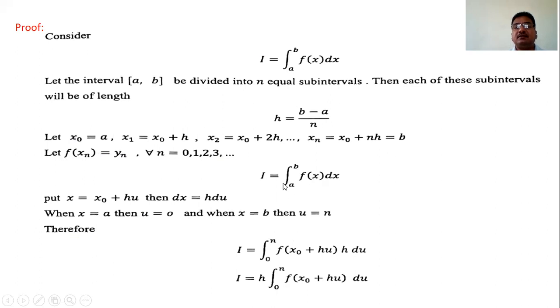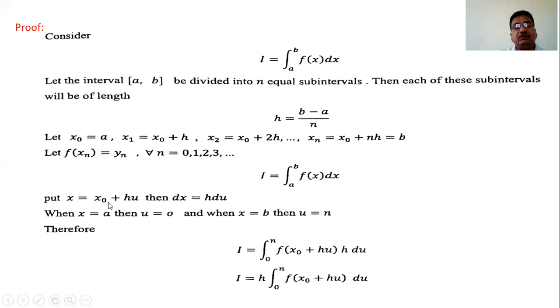And we consider this integration from a to b of f(x) dx and put x equal to x0 plus hu. That is the variable change, the x variable converted to a new variable u, that is integration by substitution. What is the substitution? x is equal to x0 plus hu, or x is equal to a plus hu, so write either x0 or a. We will solve this integration by using the substitution method.